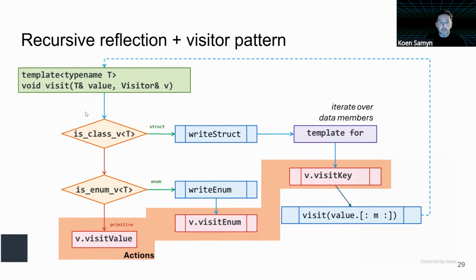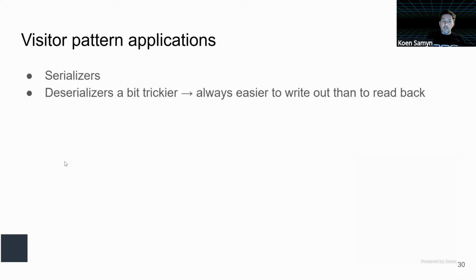And we can have a visitor. So you have your visit function. So you have all the infrastructure that walks through your data structure. And then you can have a visitor that gets notified of specific things that happen in your data. Okay, let's look at the time. Okay, I'm doing pretty good. So what can you do with it?